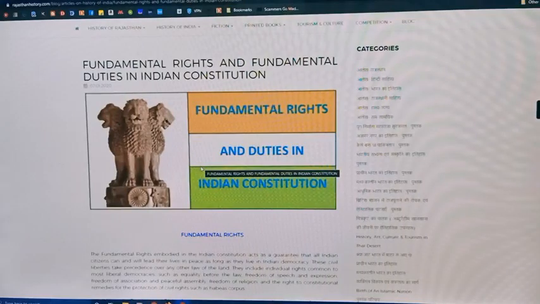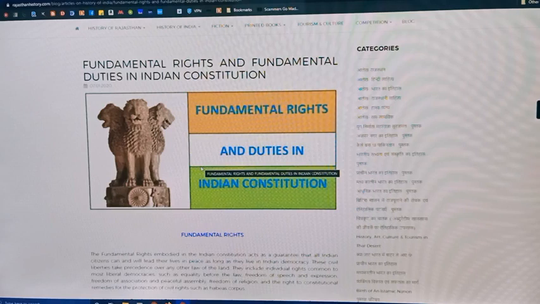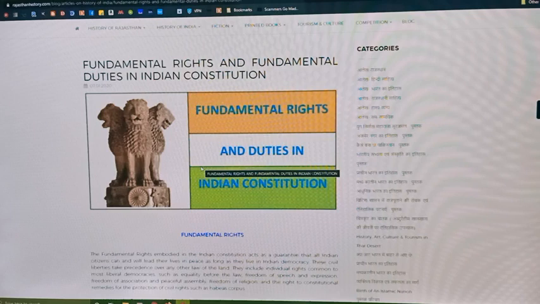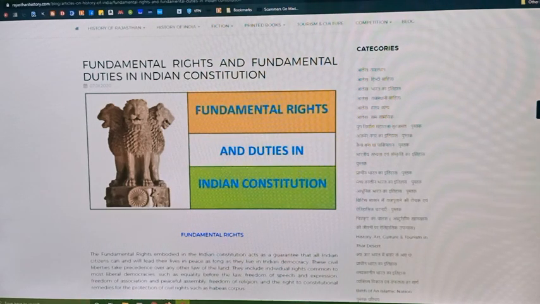Hello class 9. Today we are going to do the next feature of our constitution, important features, which is fundamental rights and duties in the Indian Constitution. The very next chapter is on this only. So very briefly right now I'm going to explain it via video to make it more interesting, and elaborately we will discuss it in the next chapter.